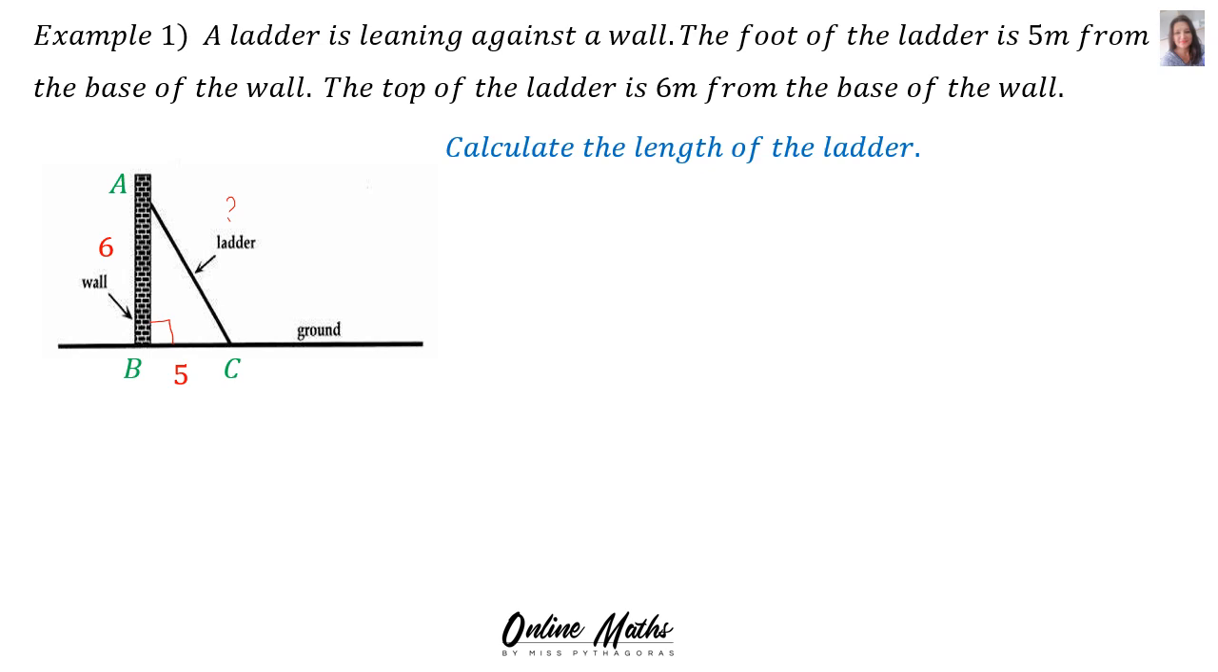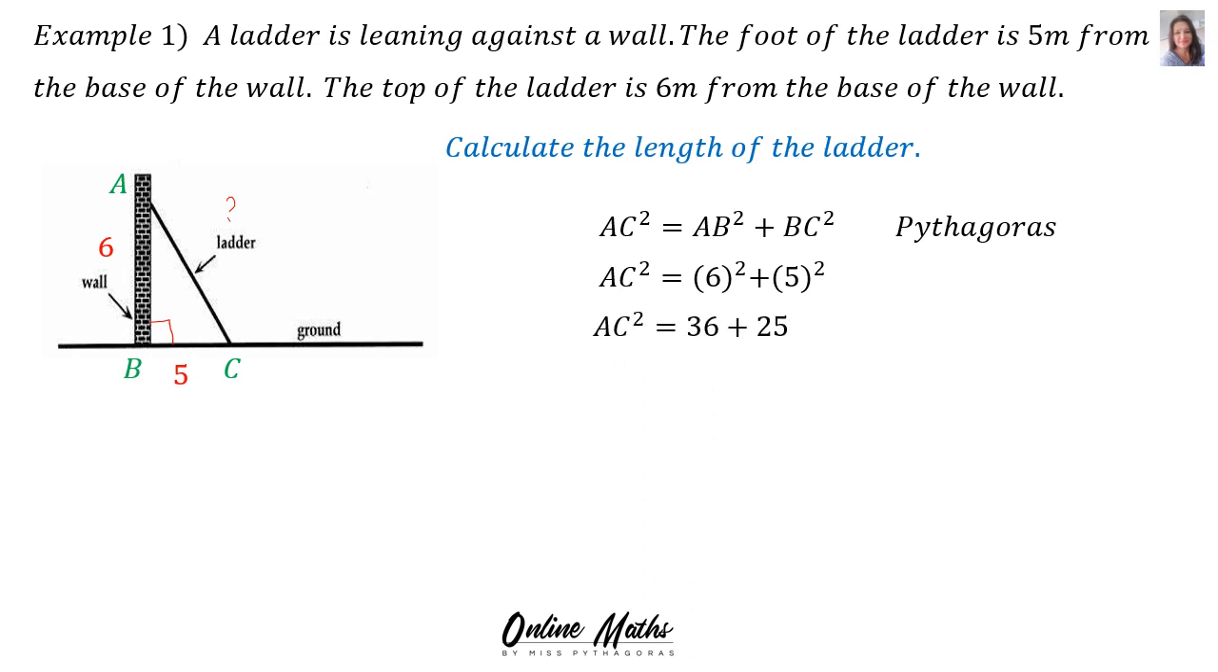Remember, the theorem of Pythagoras always starts with hypotenuse squared is equal to one side squared plus the other side squared. Therefore, we can write it as AC squared is equal to AB squared plus BC squared, the theorem of Pythagoras. Then we can substitute. AB is 6 squared plus BC is 5 squared. 6 squared is 6 times 6 is 36 plus 5 squared is 5 times 5, 25. 36 plus 25 equals 61.